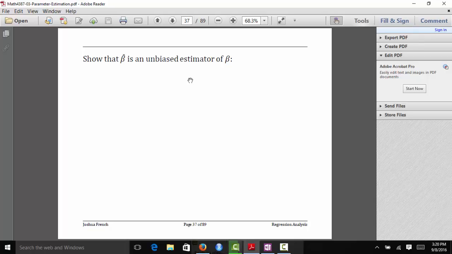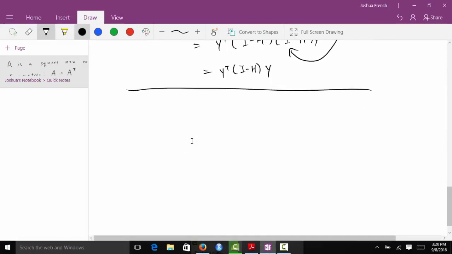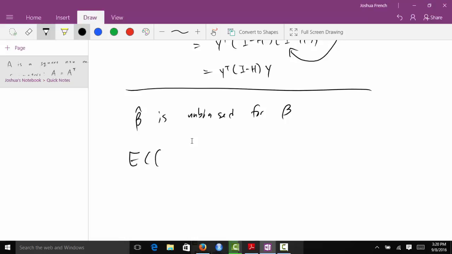So what I want you guys to do is pause this. I want you to see if you can work this out on your own. Just to give you a little bit of a hint, to show that beta hat is unbiased for beta, we want to show that the expected value of beta hat equals beta. So you're going to substitute in the expression we have for beta hat, take the expected value, and try to show that that is equal to beta. So why don't you take some time, 5 minutes, 10 minutes, maybe even 15 minutes, and see if you can work out the solution on your own, and we'll come back together in a few minutes and look at the solution as a class.